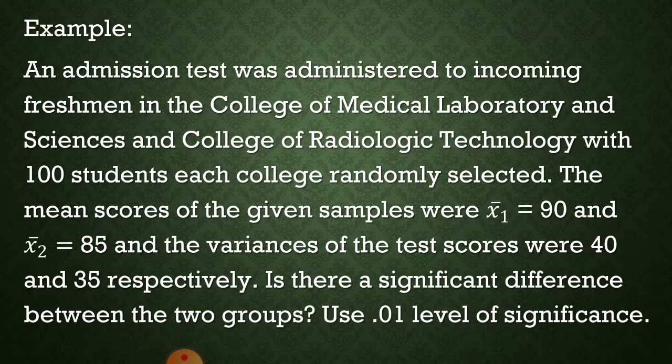For example, an admission test was administered to incoming freshmen in the College of Medical Laboratory and Sciences and the College of Radiologic Technology, with 100 students randomly selected from each college. The mean scores of the given samples were 90 and 85, and the variances of the test scores were 40 and 35 respectively. Is there a significant difference between the two groups? Use 0.01 level of significance.